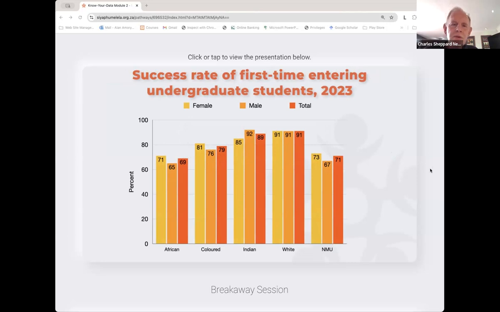You can see quite the difference in performance of the different population groups and female and male. And the aim of this is, of course, that we want to get everyone to the same level of performance. We want to close the gaps in performance. That is the aim of academic success interventions. The next one.